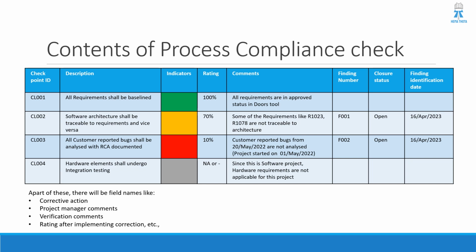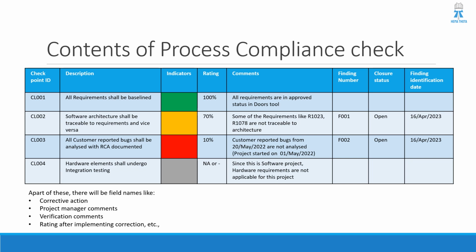And for CL3, it is all customer reported bugs shall be analyzed with RCA documented. Everything should undergo, say, an analysis, and the root cause analysis should be documented very well. But only 10% of the things happen because customer reported bugs from 20th May 2022 are not analyzed. The project started on 1st May 2022.